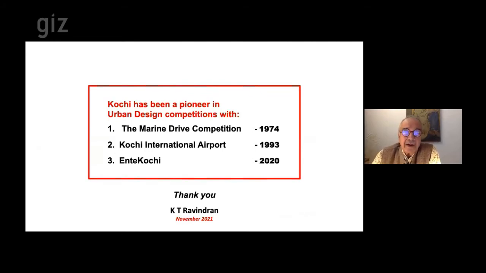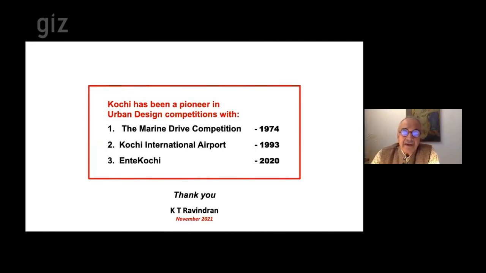Kochi has actually been a pioneer in urban design competitions. I'm sure many of you are aware of it. The Marine Drive project was the first urban design competition, perhaps in its scale and complexity in the whole country. So it was back in 1974 that the Marine Drive project was taken up. Competition was floated. And I had the good fortune of working with the winning entry of Professor Kuldeep Singh, at that time I was a student of urban design. And as a student, I worked on this competition with him in 1974. So that is the first urban design competition that was floated in the whole of the country as a competition.